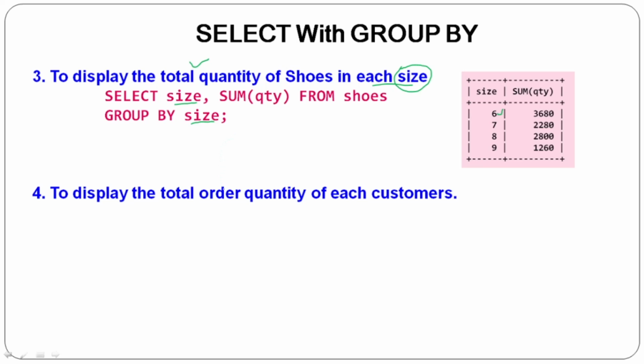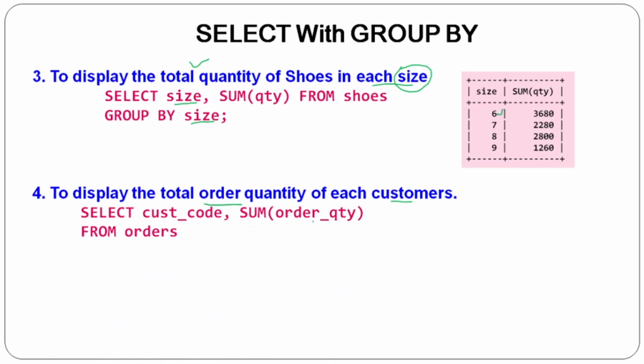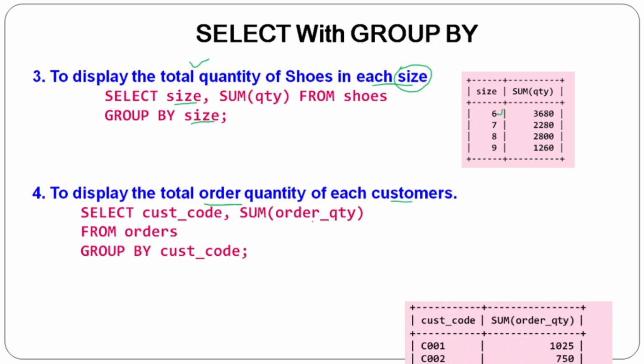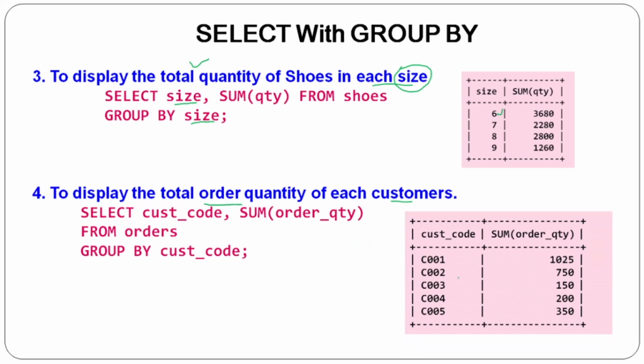Next question is to display the total order quantity of each customer. Here we have to use the cust code to group, and we have to display the total order quantity, that is sum quantity. Select cust code comma sum order quantity from orders, group by cust code. The output will be the cust code and the sum order quantity displayed.